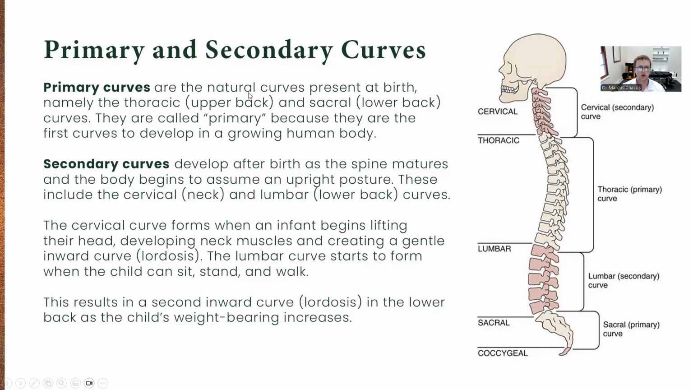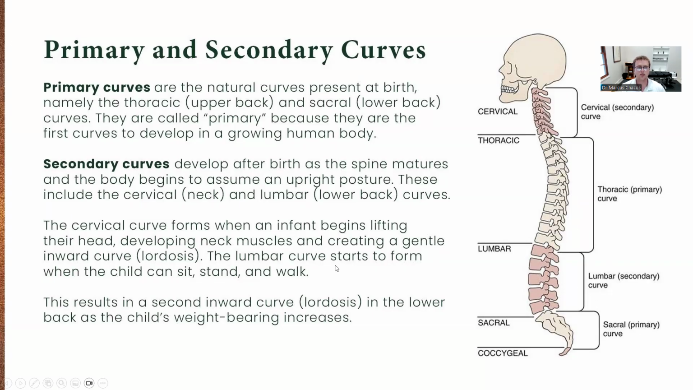The primary curves are the natural curves present at birth, namely the thoracic upper back and the sacrum lower back curves. They are called the primary because they are the first curves to develop in a growing human body. Now the secondary curves are the ones that develop as the spine matures and the body begins to assume an upright position. These include the cervical curve as well as the lumbar curve.